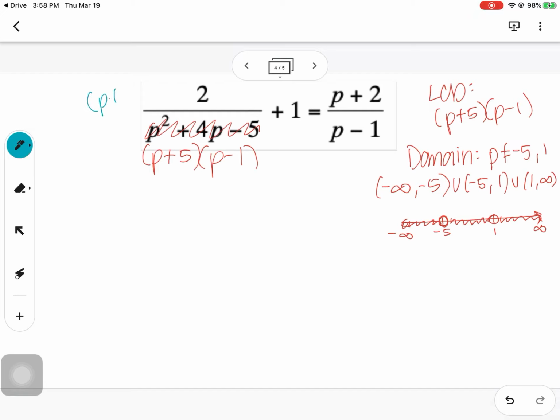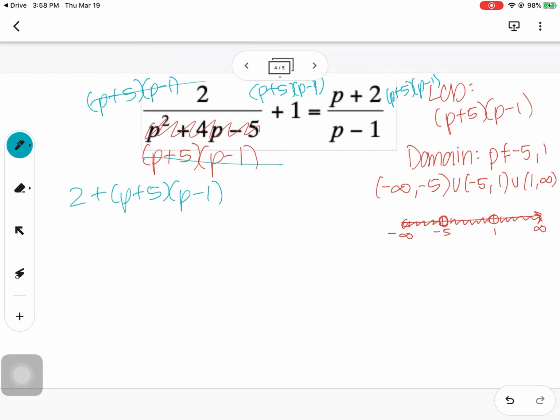So then we actually get to solve. I'm going to write p plus 5 times p minus 1 next to all of them. As you get better at this, you absolutely don't have to actually write it each time, as long as you're doing it correctly, so just be careful. On the first one, it all cancels, so I just have 2. On the second one, nothing cancels, so it's going to be the p plus 5 times p minus 1, technically multiplied by 1, but we don't need it. On the third one, p minus 1 cancels, and so I have equals p plus 2 times p plus 5.